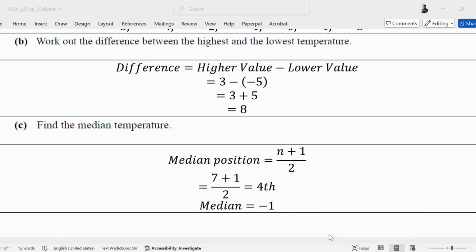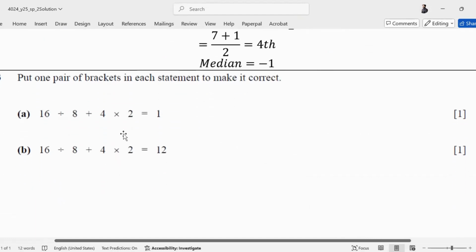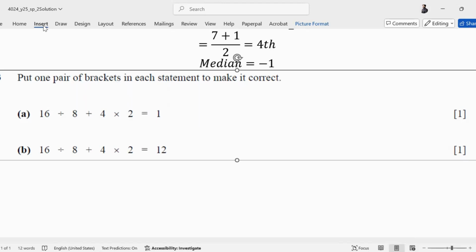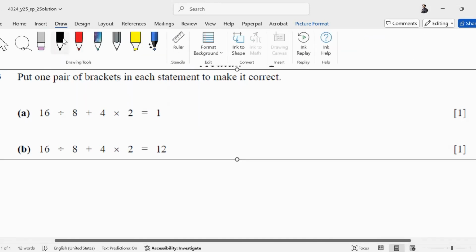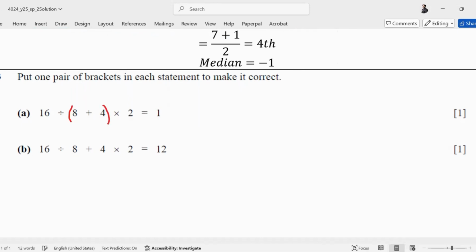Moving on to the third question. The question wants us to put brackets to make sure that the equations are correct. Now, if there were no brackets, we'd be following BODMAS. 16 will be divided by 8 first, we'll get the value 2, and 4 will be multiplied by 2 first, we'll get the value 8. 4 plus 8 is 12, and the value is going to be 12. If we want to put brackets, the division will automatically be the first process. What if I put the brackets in this one? Let's see what happens then.